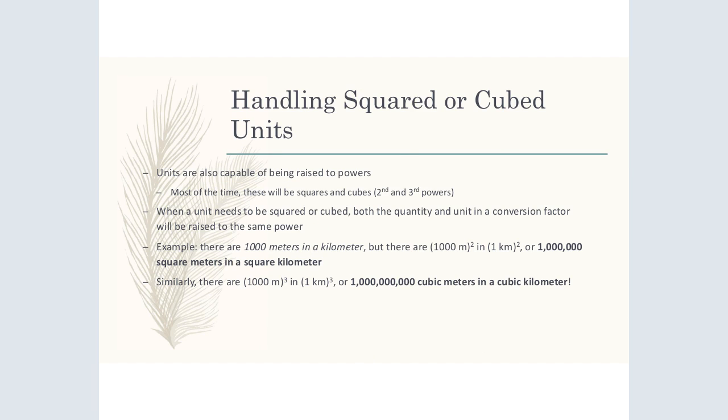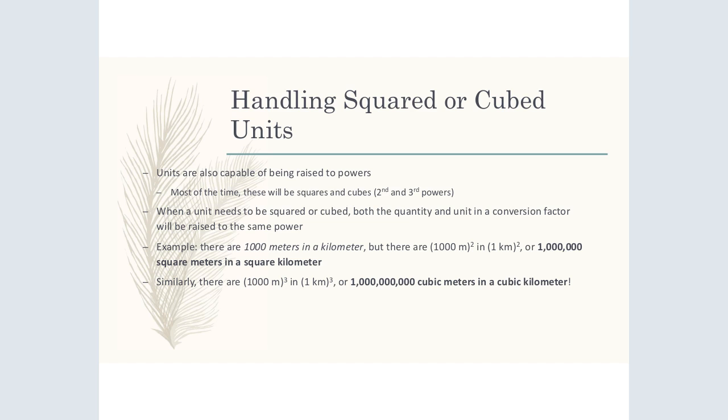So another thing that you can do is that unit conversions can be raised to powers. The ones you most commonly see will be squares and cubes, second and third powers. Whenever you need to raise a unit to a second or third power, both the quantity and the unit in the conversion factor will be raised to the same power. An example, the normal conversion factor is 1,000 meters in a kilometer, but there will be the square of 1,000 meters in the square kilometer, which would come out to be 1,000,000 square meters, because that's 1,000 squared. So 1,000,000 square meters in a square kilometer.